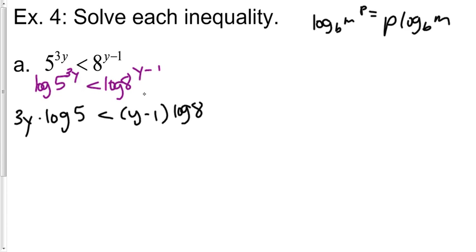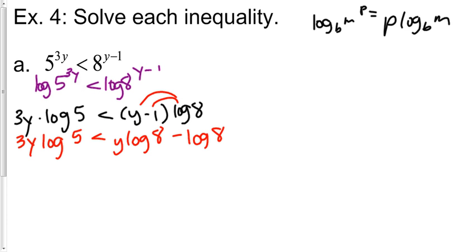This needs to stay together, so I need to distribute y minus 1 times the log of 8. So I'm going to rewrite my inequality as 3y log 5 is less than y times log 8 minus 1 times log 8. That's just log 8. So distribute first to get rid of those parentheses.